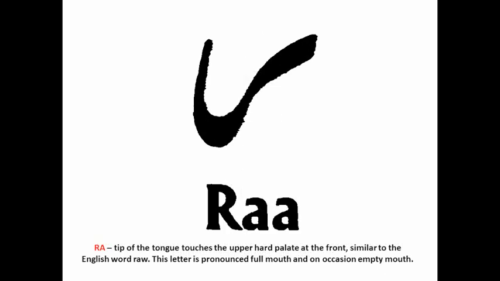Moving on. The next letter is Ra. The sound of the letter Ra comes when the tip of the tongue touches the upper hard palate at the front. So when the tip of the tongue touches the roof of the mouth at the front, similar to the English word raw. This letter is pronounced full mouth and on occasions empty mouth. So one more time. Raw.